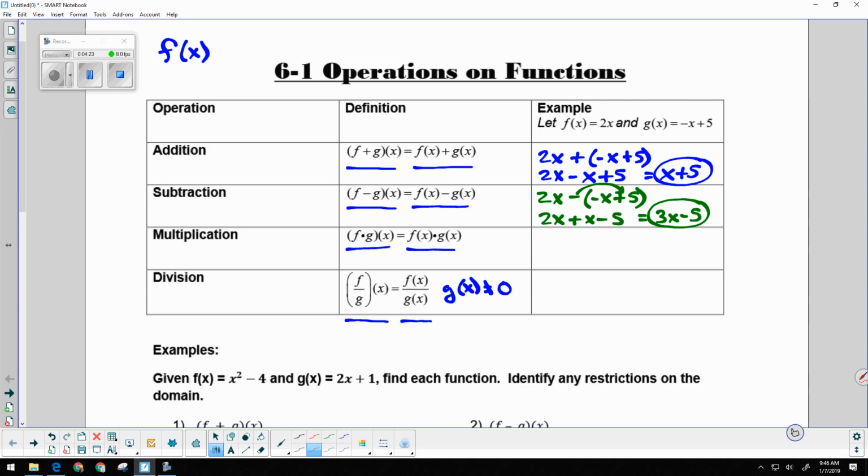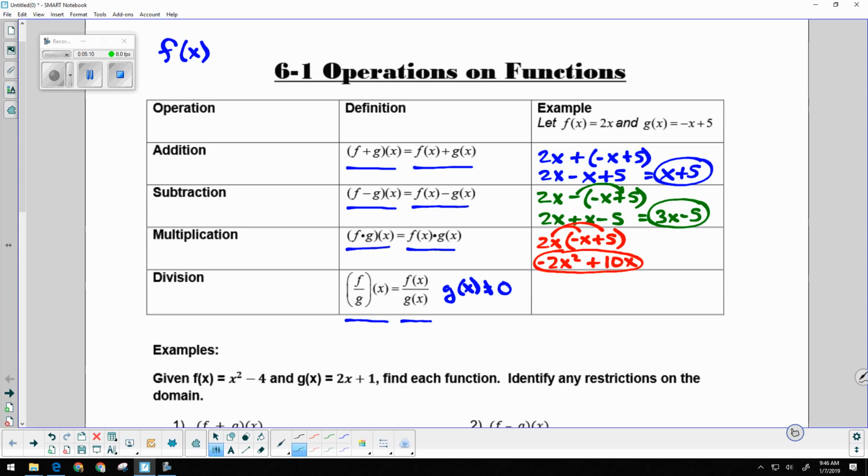Multiplication: f of x times g of x, f of x, 2x, times g of x, negative x plus 5. Sometimes you'll just have simple multiplication, coefficient times coefficient, or variable times variable. Other times, like here, you're going to have to use the distributive property, or you might have to FOIL. So our distributive property: 2x times negative x is negative 2x squared. 2x times 5 is 10x. Now, when we take a look at that, we're always looking for like terms. There are not any here, because the variables have different exponents. That's our final answer.